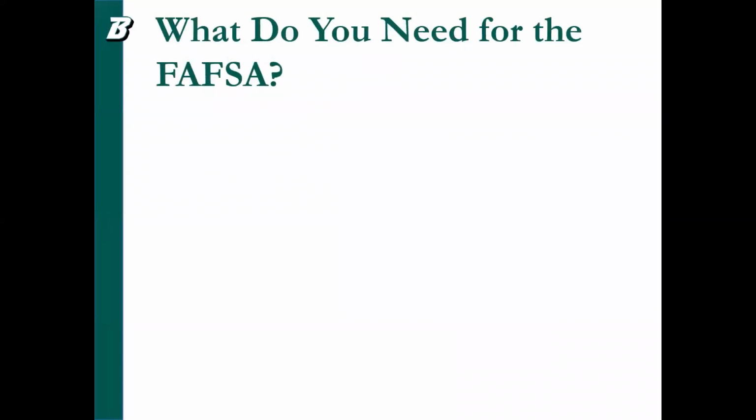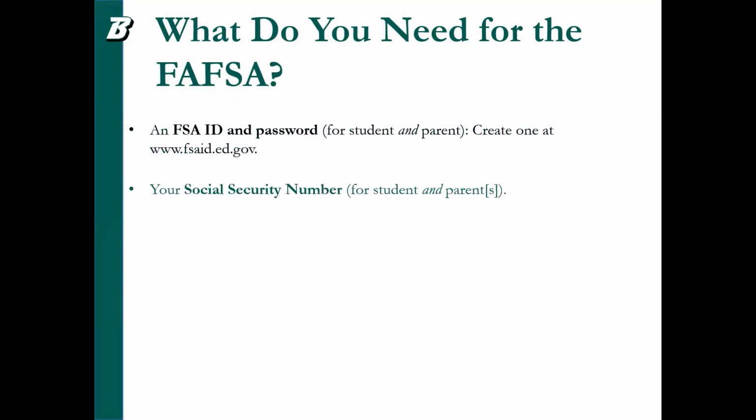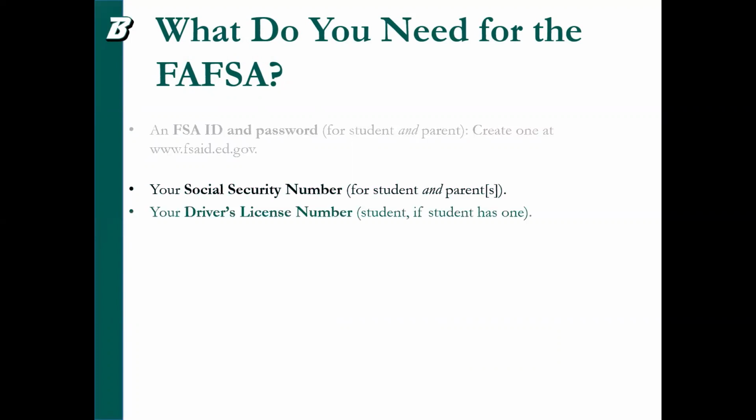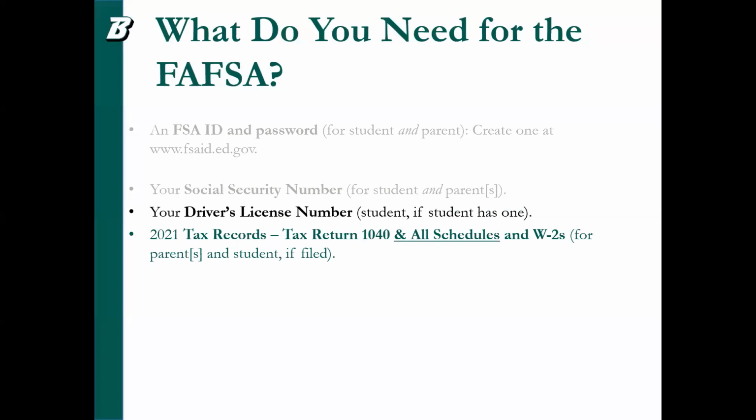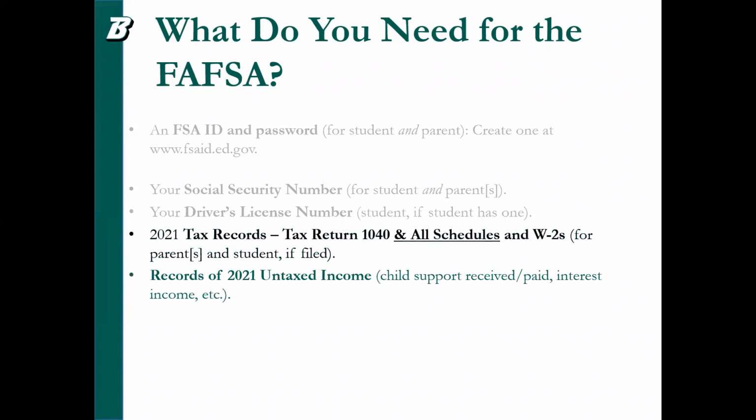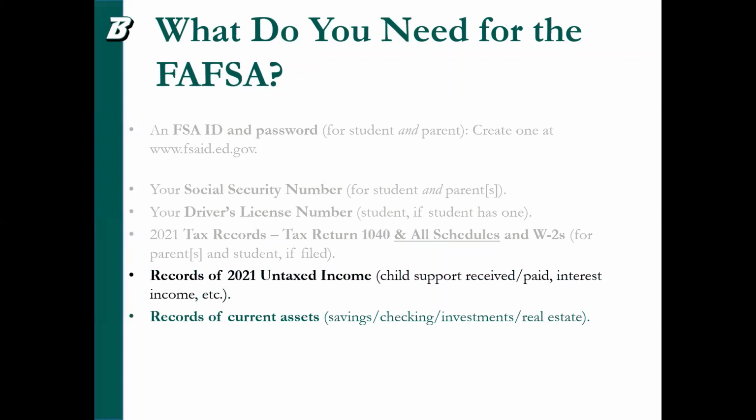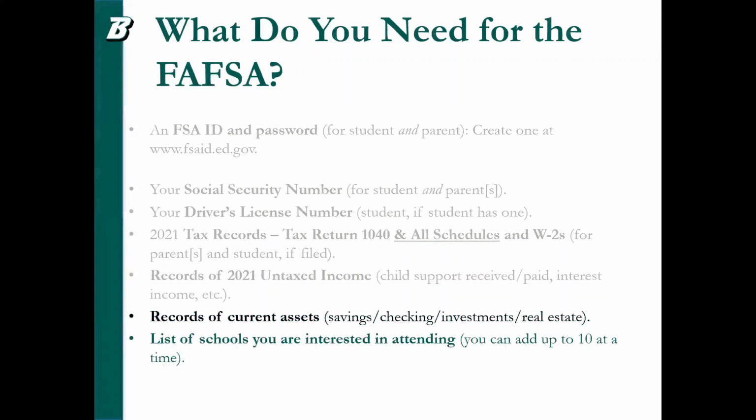What do you need for your FAFSA? Well, first you'll need to create an FSA ID and password to manage this coming year's application and all subsequent applications. Other required data include social security numbers for both student and parents, if applicable, a driver's license number for the student, 2021 1040 tax returns and W-2s, 2021 untaxed income records, asset information, and a list of schools you're currently interested in attending.